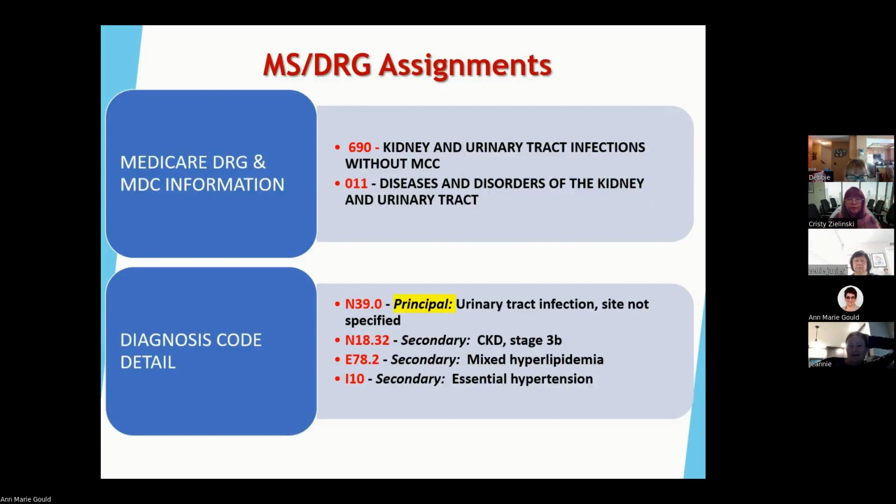And this is just your MSDRG assignments. Once they answer the query for the CKD stage, of course, we pop it in there with the other secondaries or diagnosis code detail on the bottom. And then where would you find it in what MSDRG and then what chapter, MDC?